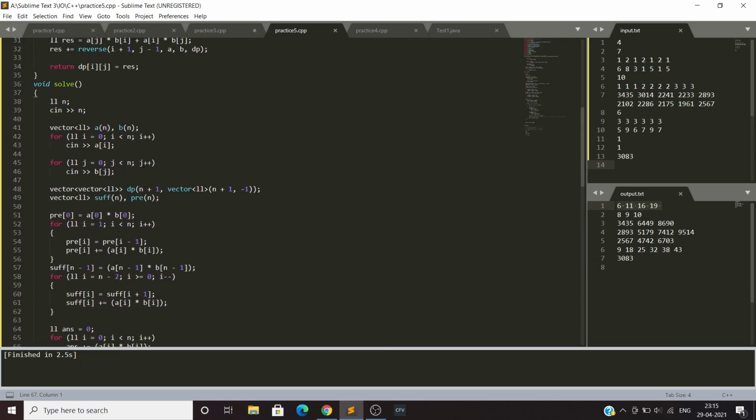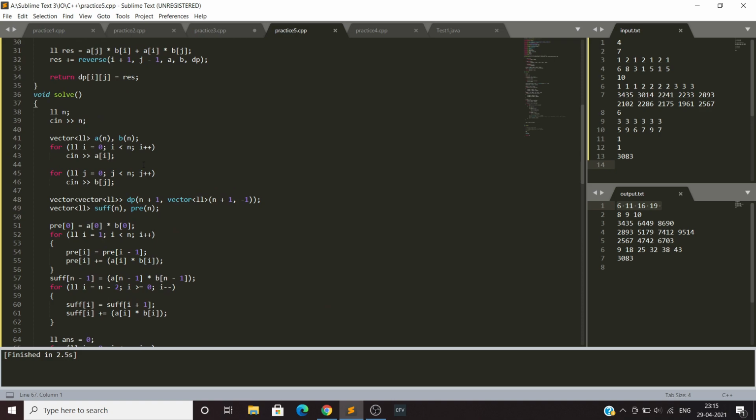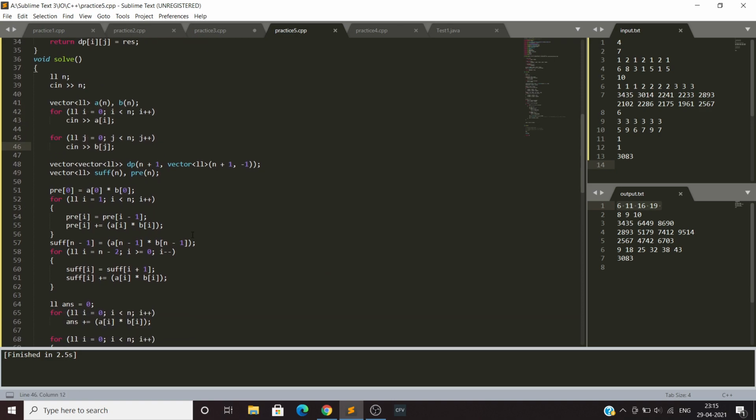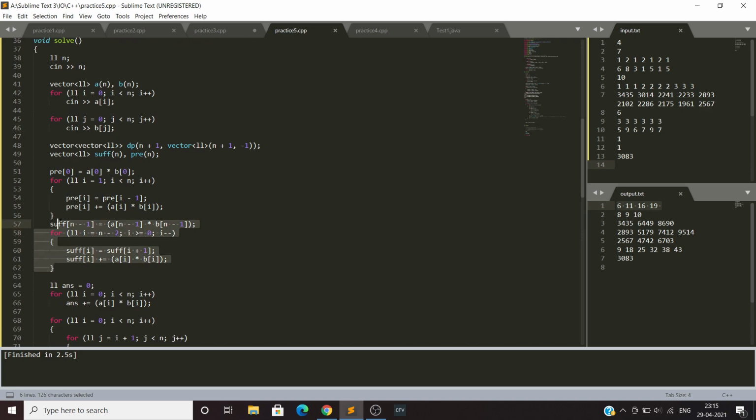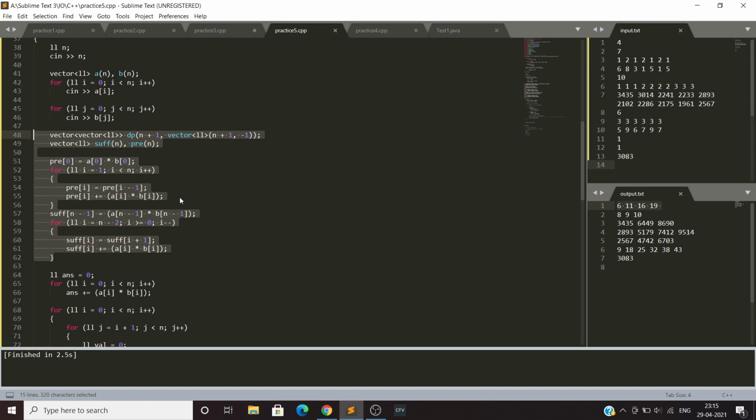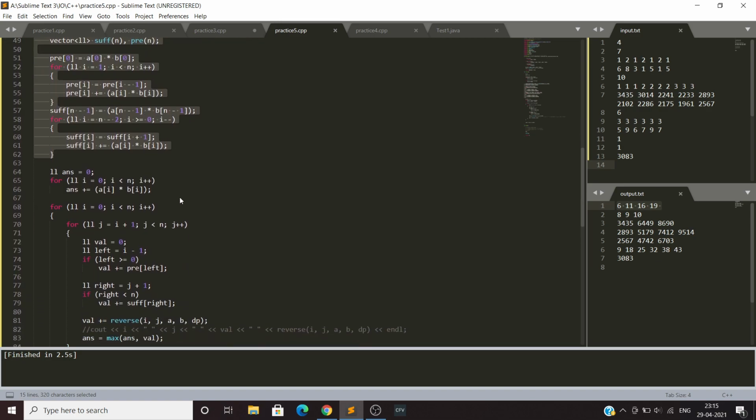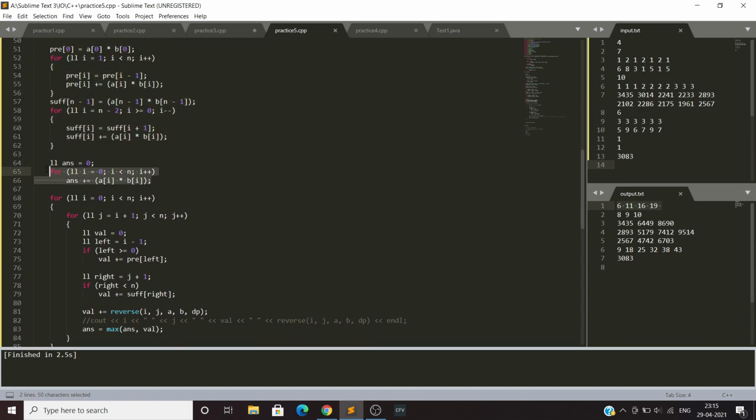So let me start from the very beginning. We are taking the input, and what we are doing here is calculating the prefix and suffix parts. This is the important part because it is what we will be using in the answer.